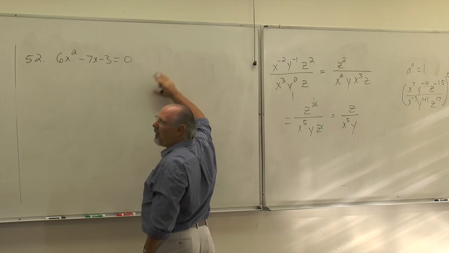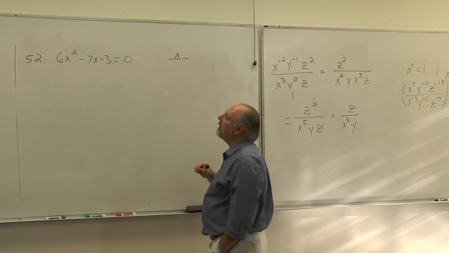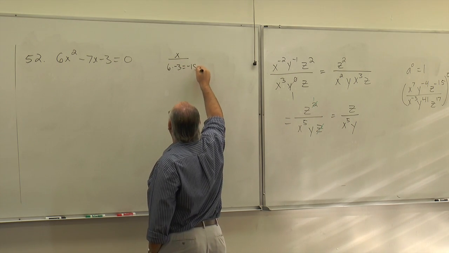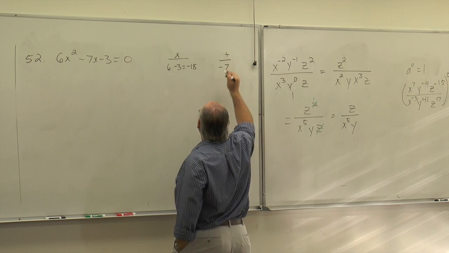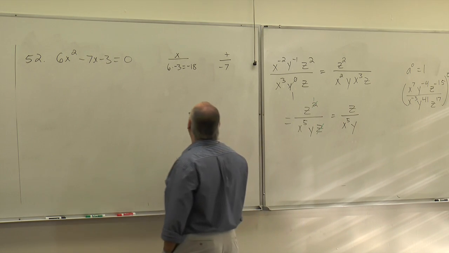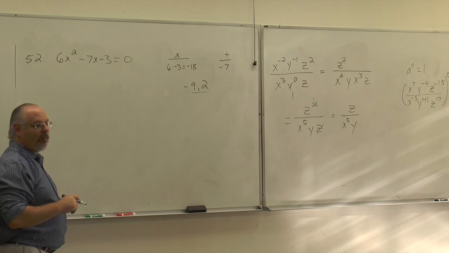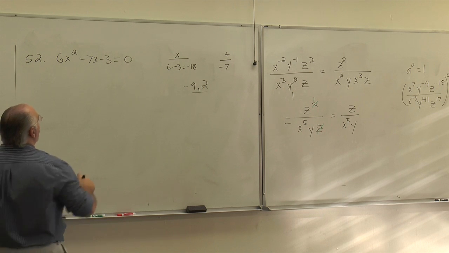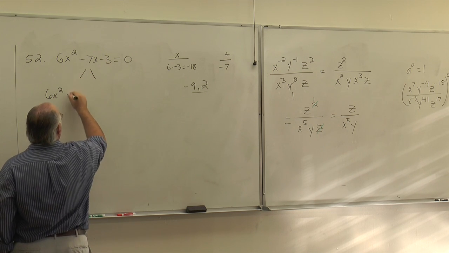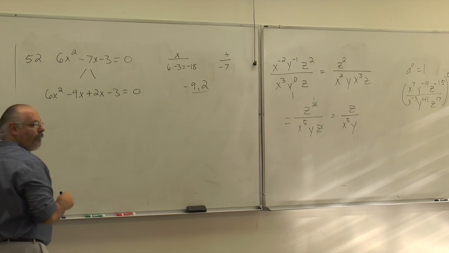So I need to find, and I have my own little system that I use, two numbers that multiply to 6 times negative 3, which is negative 18, and add to the middle term, which is negative 7. So two numbers that multiply to negative 18 and add to negative 7 are negative 9 and positive 2. So I'm going to split the middle term: 6x squared, negative 9x plus 2x, and then minus 3 equals 0.